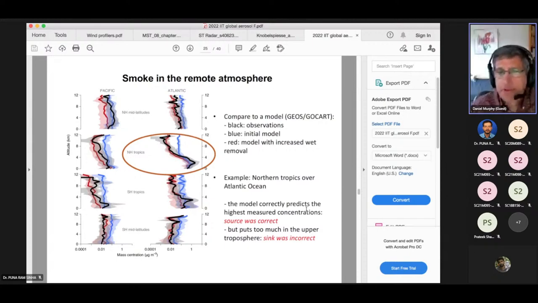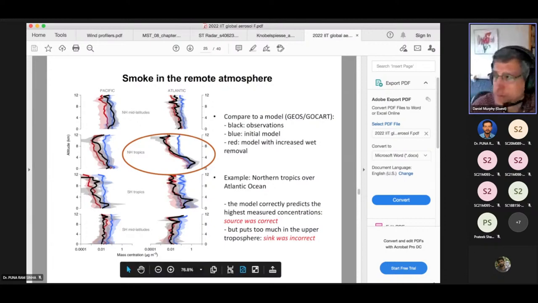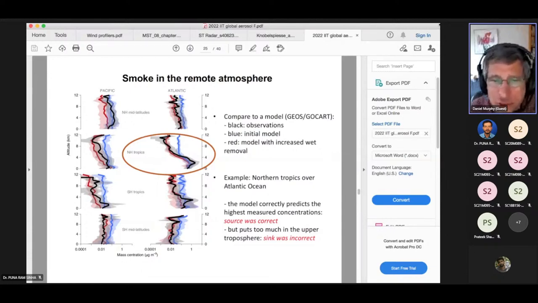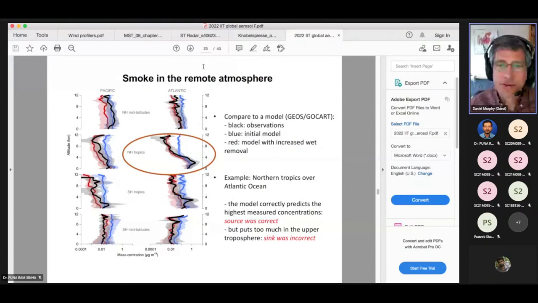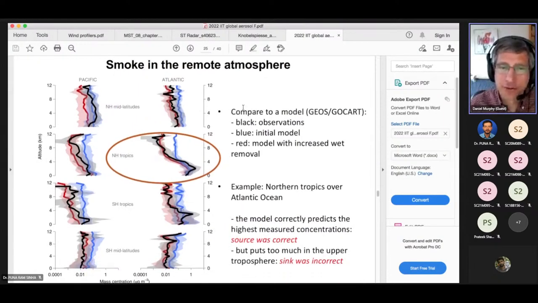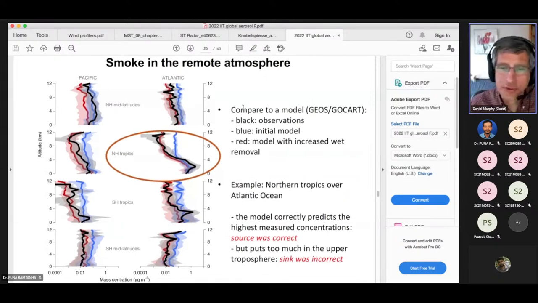Down near about 2 kilometers altitude, there's a lot of smoke, and that's smoke that's blowing out over the Atlantic from Africa. It's the smokiest air we measured all the way around the world. And the model is doing an excellent job of getting that right. It's got the source of fires over Africa and does a pretty good job. But when you get into the upper atmosphere, the initial model had far too much smoke. That's telling you that the model source was correct, but the sink was incorrect. The revised model with increased wet removal, which is the red, matches the observations much better, not only in that part of the world, but if you look at other regions of the world as well. So we learned something in this model about removal by comparing the smoke.